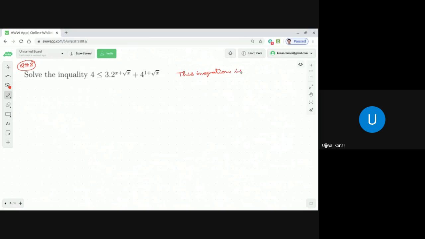is defined for x greater than or equal to 0. So that is the one thing that you got.